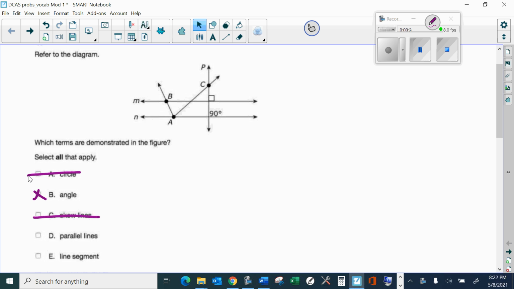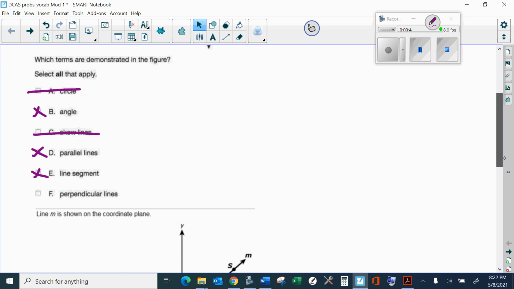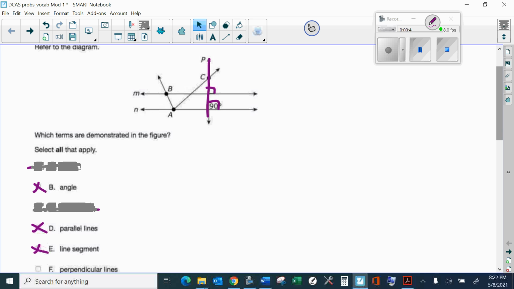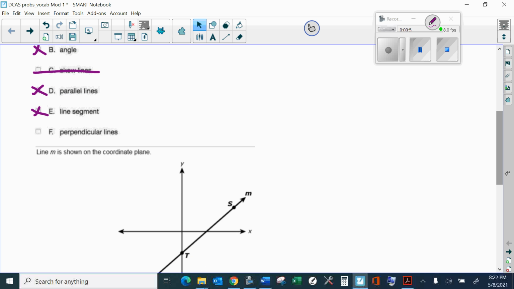And the reason we can say that is because we have 90 degrees each there, which makes corresponding angles. And by the converse of the corresponding angles postulate, we know lines M and N are parallel. Do we have a line segment? Yes, we do. AC or AB. Do we have perpendicular lines? Yes, we do. That's what perpendicular is, 90 degrees. Okay.